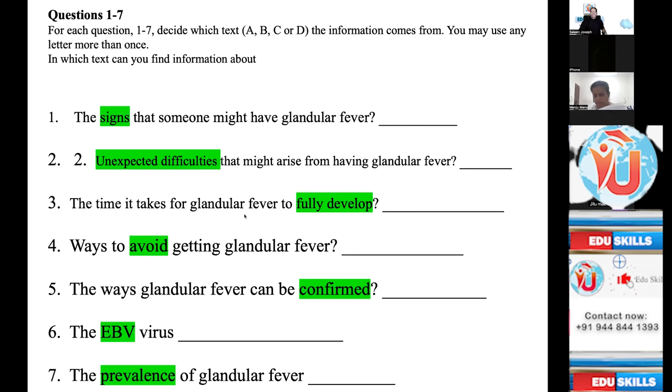The time it takes for glandular fever to fully develop. Yeah, it's speaking about glandular fever to fully develop. Description. How long it takes and how many people will be affected, all these things will be in description. Way to avoid getting glandular fever. Prevention. Okay, the ways, yeah, five. The ways glandular fever can be confirmed. Where do you confirm? Diagnosis or investigation. The EBV virus. Speaking about the EBV virus, explain. Description.